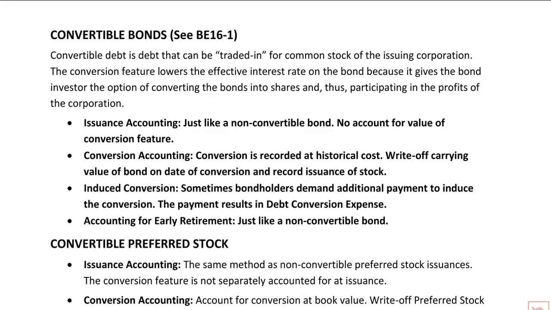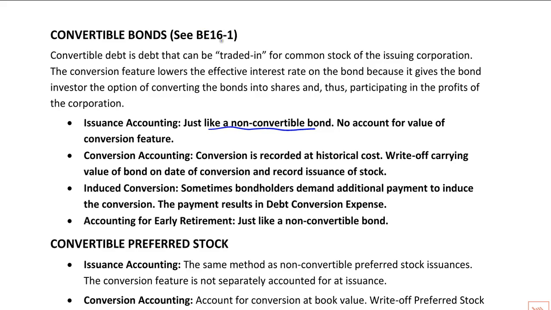All right, so convertible bonds. The first thing you need to know is what we're going to do at issuance. And issuance is just like a non-convertible bond. So we don't have a separate account for the value of the conversion feature. Under IFRS, that's not the case, but under US GAAP, this is the case.